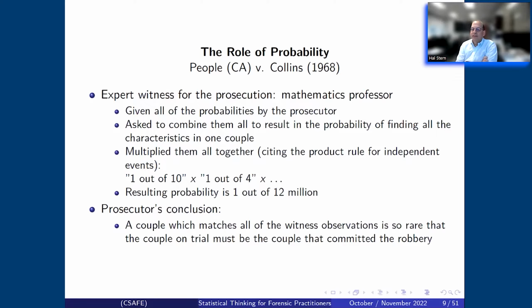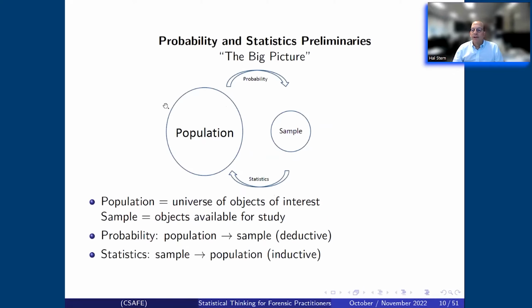And so the witness did that and found in this case that the probability that a couple would be found to match all of the eyewitness testimony was about 1 in 12 million. The prosecutor turned to the jury and said a couple that matches all of these observations is so rare, 1 in 12 million, that clearly the couple on trial must be the couple that committed the robbery. So that's the background for why I think thinking about probability matters.